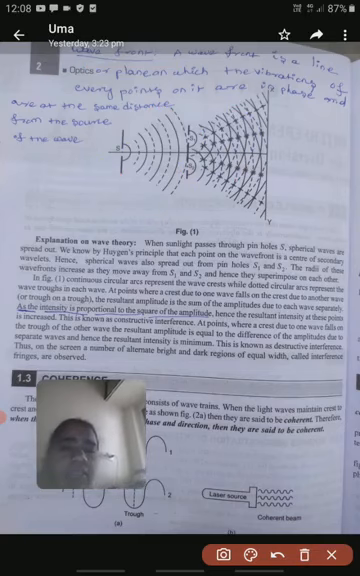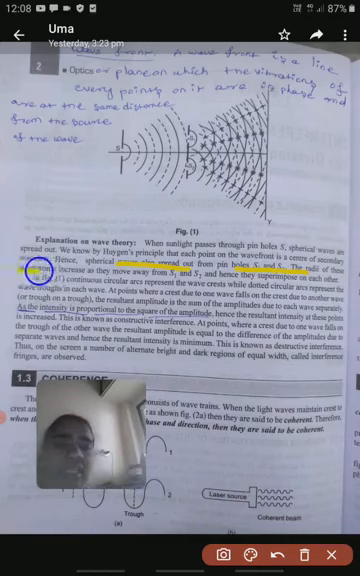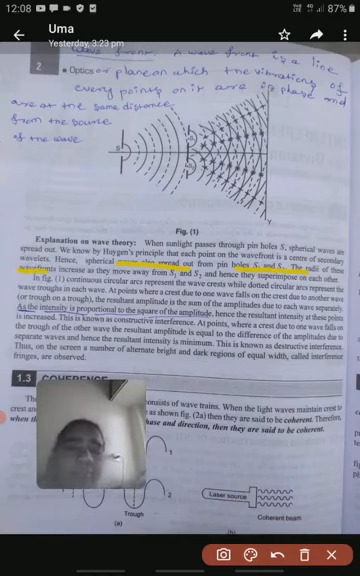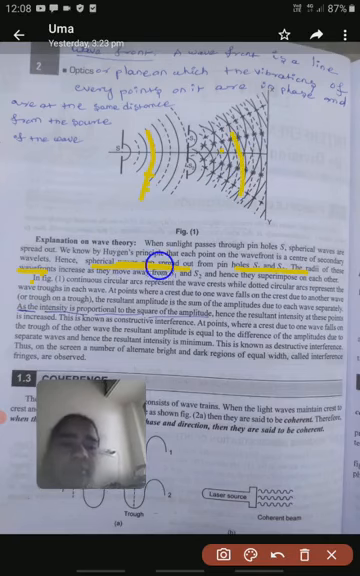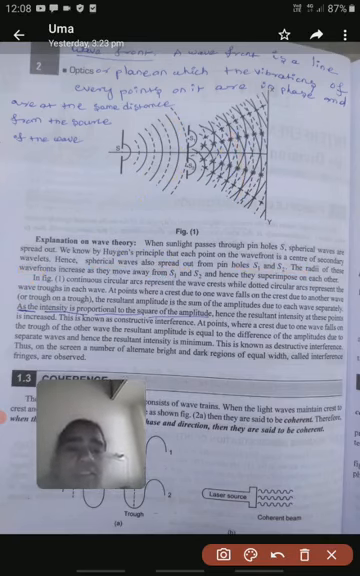According to Huygens principle, each point on the wavefront is a center of secondary wavelets. We should remember this principle. These are the primary wavelets and these are the secondary wavelets. A wavelet is a small wave, in English. According to Huygens principle, each point on the wavefront is a center of secondary wavelets. We should remember this principle also.